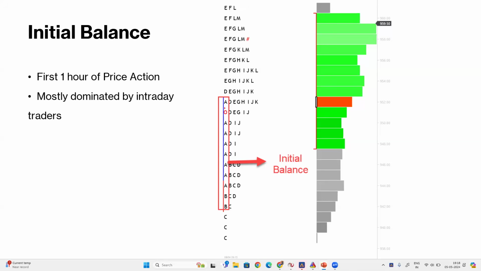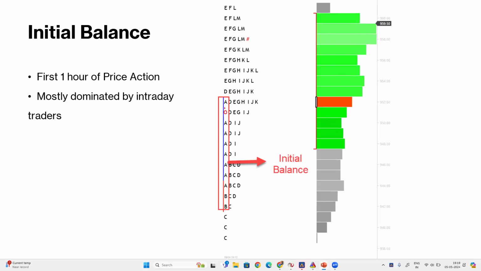Otherwise, I have a general idea of where the initial balance is. I don't try to dissect it too much because I know it very well. It's a very old, generation-old concept.